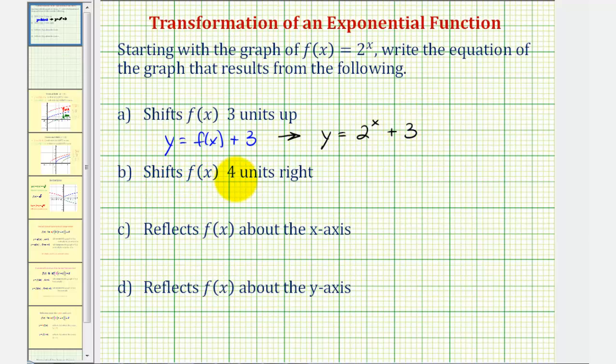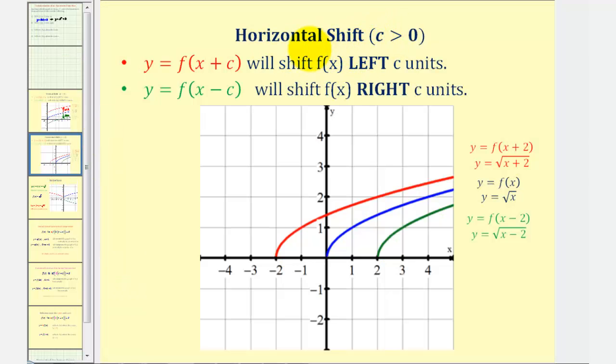Next, we want to shift f of x 4 units right. So let's review horizontal shifts of the graph. When c is greater than 0, y equals f of the quantity x plus c shifts f of x left c units. And if we have y equals f of the quantity x minus c, this will shift f of x right c units. So again, looking at the basic parent function here graphed in blue, y equals the square root of x. If we graph y equals the square root of the quantity x plus 2, notice here the plus 2 is under the square root. This would shift the basic function left 2 units.